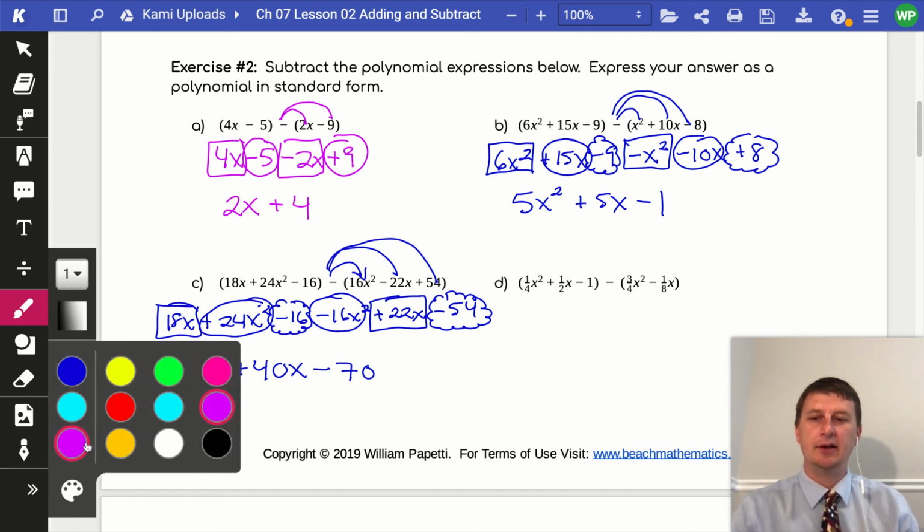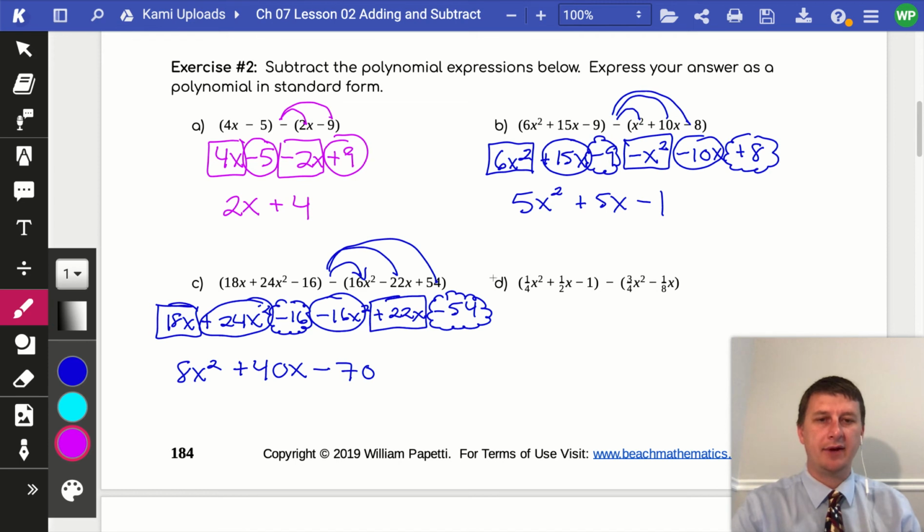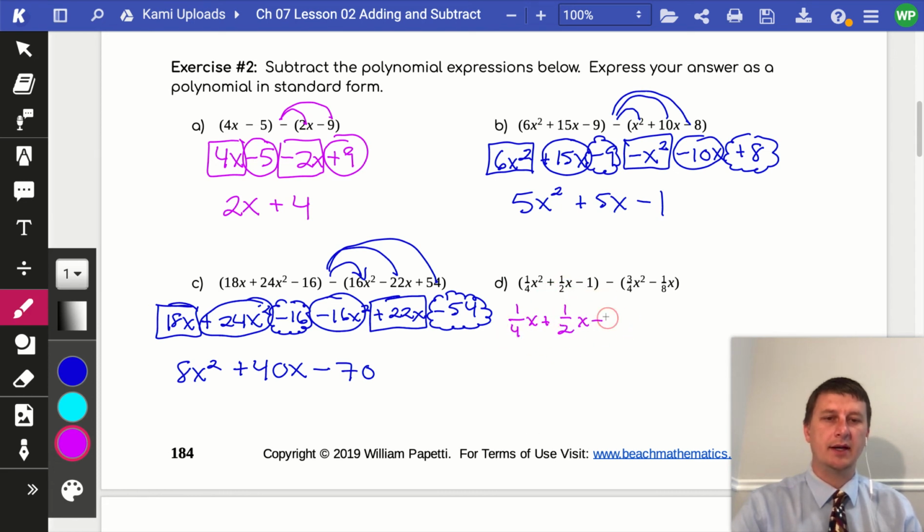And finally, taking a look at part D, we do have fractions. Let's not let that scare us, because we have 1/4 x squared plus 1/2 x minus 1. And again, we have a minus sign outside those parentheses, so we're just going to start off by distributing that negative. So we're going to have a minus 3/4 x squared. And then we also want to subtract a negative 1/8 x. And when we subtract a negative, we're going to get a positive 1/8 x.